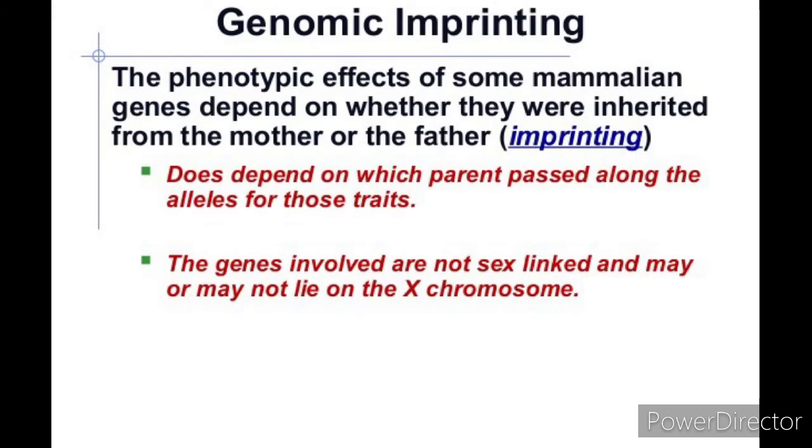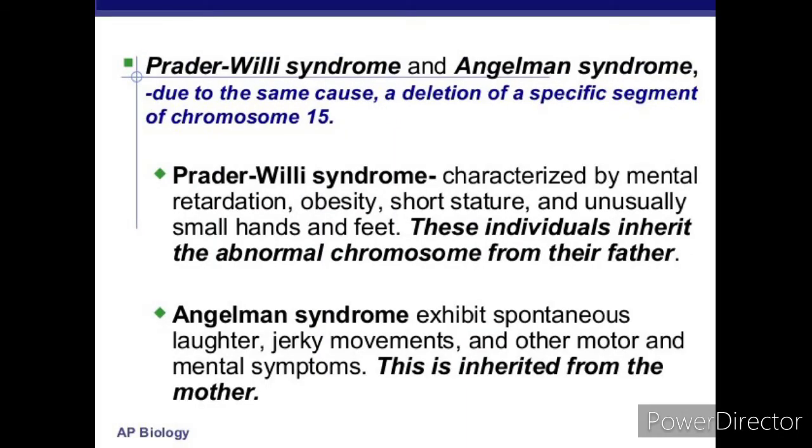Genomic imprinting is when the phenotypic effects of some mammalian genes depend on whether they were inherited from the mother or the father. Thus they depend on which parent passed along the alleles for those traits. The genes involved are not sex-linked and may or may not lie on the X chromosome. Prader-Willi syndrome and Angelman syndrome, due to the same cause, are a deletion of a specific segment of chromosome 15. Prader-Willi syndrome is characterized by mental retardation, obesity, short stature, and unusually small hands and feet. These individuals inherit the abnormal chromosome from their father.